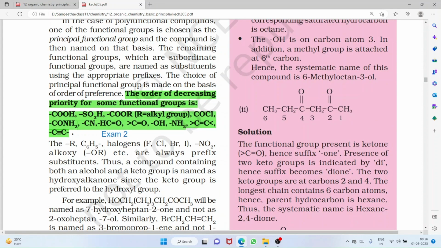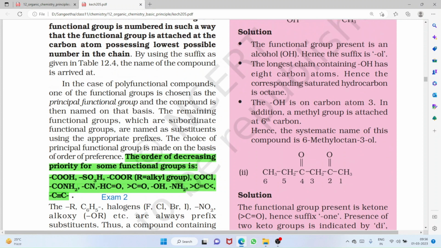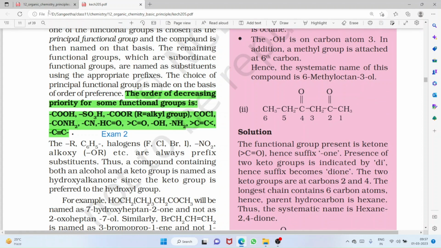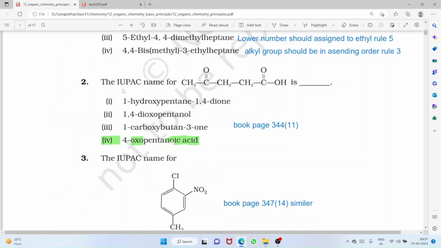So here is the order of decreasing priority in case of a polyfunctional compound. One of the functional groups is chosen as the principal functional group. Okay, you can go through this. This is the order. Carboxylic acid has a higher order than the others. So using this rule, you have to name this compound. Okay, and this is the correct answer.